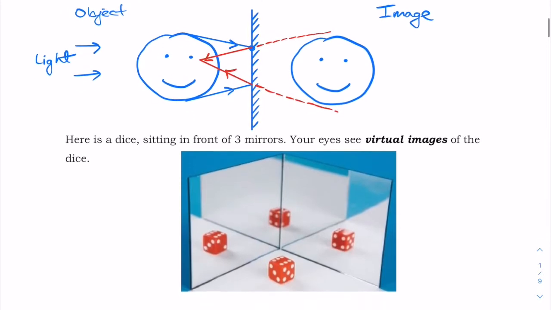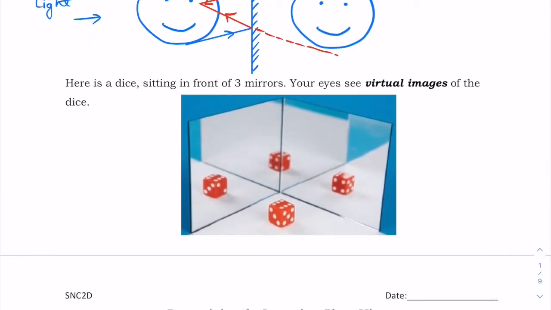Let's take a look at the picture below. In this case, we have a die sitting in front of 3 mirrors, and these are plane mirrors, so your eyes are going to see virtual images of the die. So here would be the object itself, and I'll just circle it to make it clear. Okay, and as you can see, we're forming images in the mirrors. So these are the images.